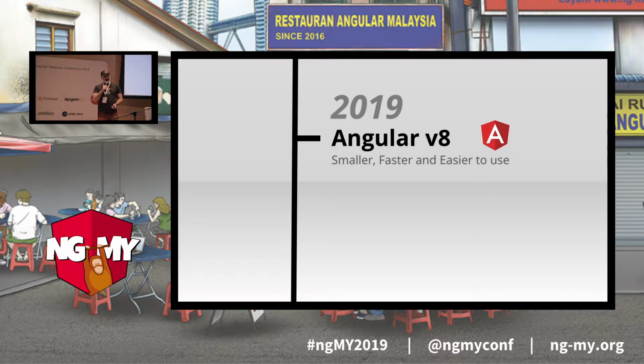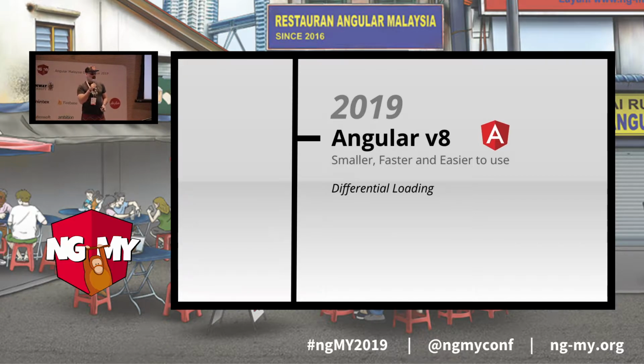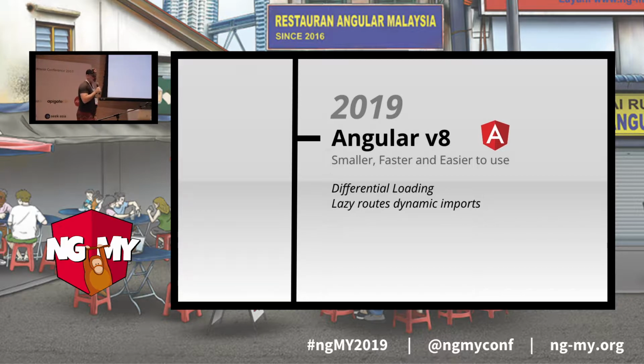Now we have in 2019 Angular version 8. And the theme is smaller, faster, and easy to use. And we have seen this theme for the last, probably for the last 2 releases. And there's few exciting developments. There's differential loading, which will release different bundles for evergreen browsers using ECMAScript 6, and a different bundle for ECMAScript 5, making it a little bit smaller. We also have changes on lazy routes using dynamic imports. So we get type checking for lazy loading routes, which is good. And that also introduces the new renderer, which now is in version 3.